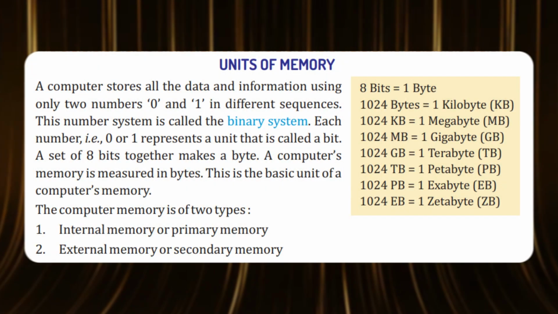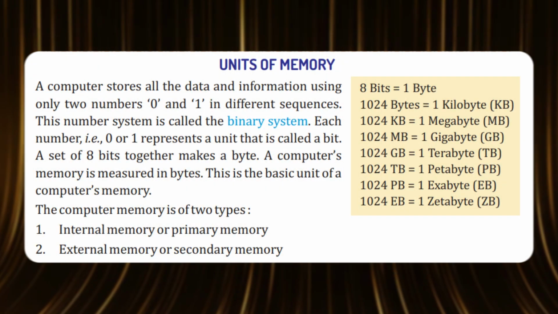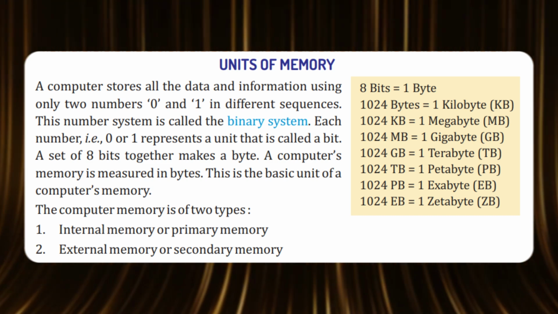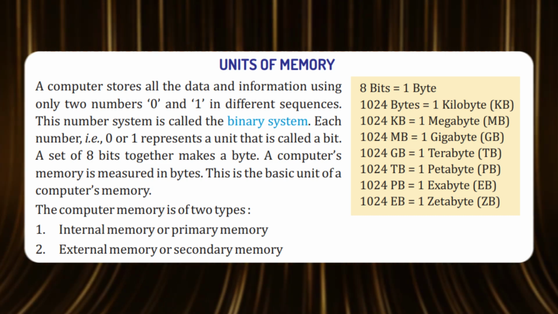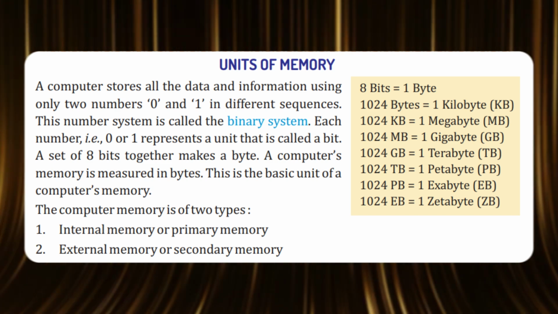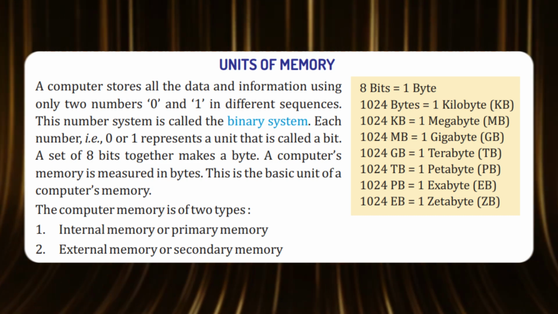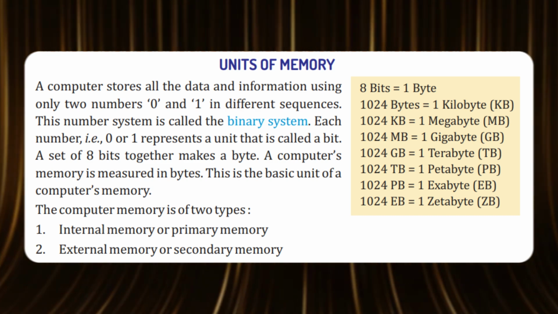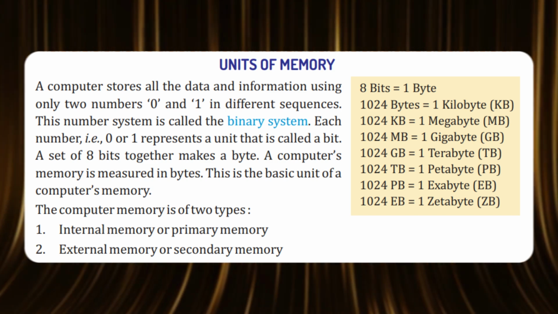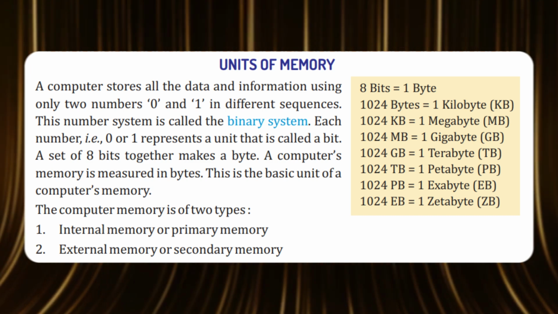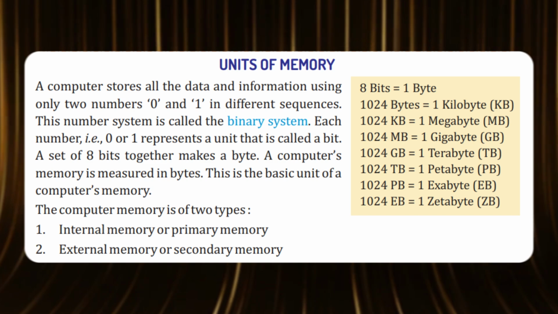Units of memory. A computer stores all the data and information using only two numbers, 0 and 1, in different sequences. This number system is called the binary system. Each number, i.e., 0 or 1, represents a unit that is called a bit. A set of 8 bits together makes a byte. A computer's memory is measured in bytes. This is the basic unit of a computer's memory.